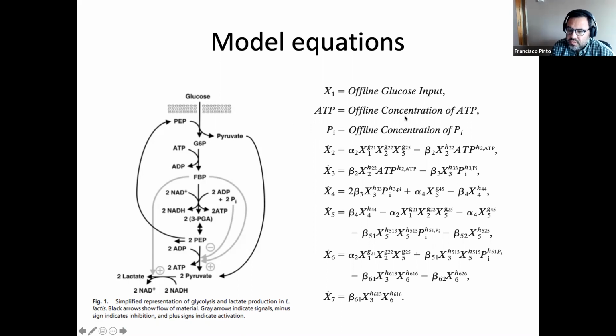And the same for the phosphate groups. And then you have the dependent variables, and here they are numbered. So this X2 would be the glucose 6-phosphate, X3 would be fructose bisphosphate, and so on, okay, until you get lactate in the end.